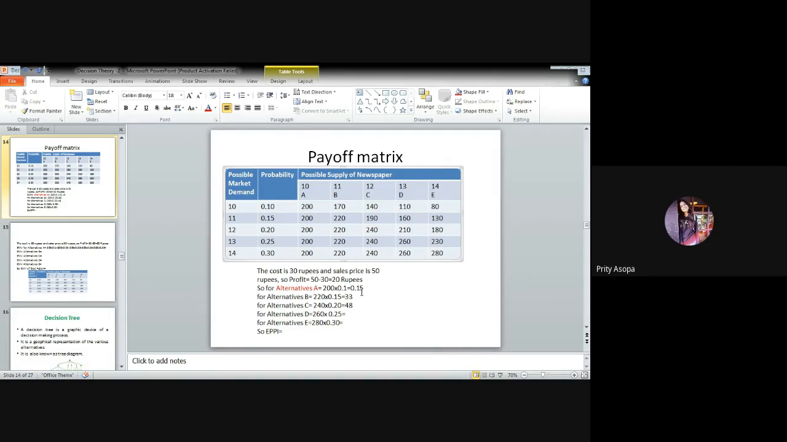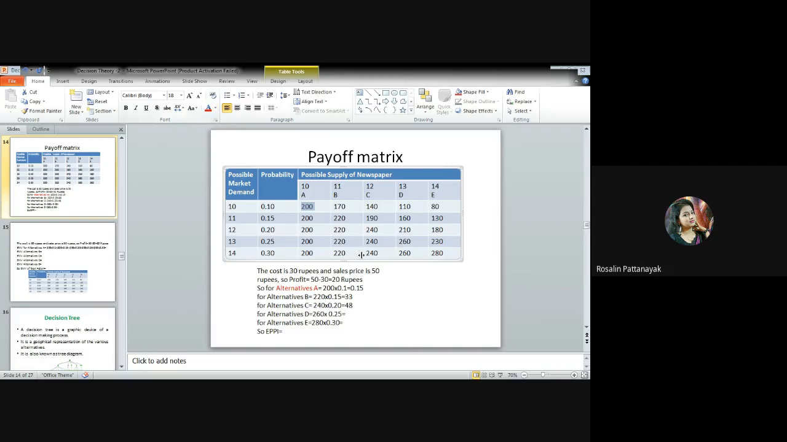Sir, will this table be given in the question? Yes, yes. So in the first row, the maximum value is 200 here. Is it clear? Don't think column wise. First choose row wise. Row wise we have 200 as the maximum value.